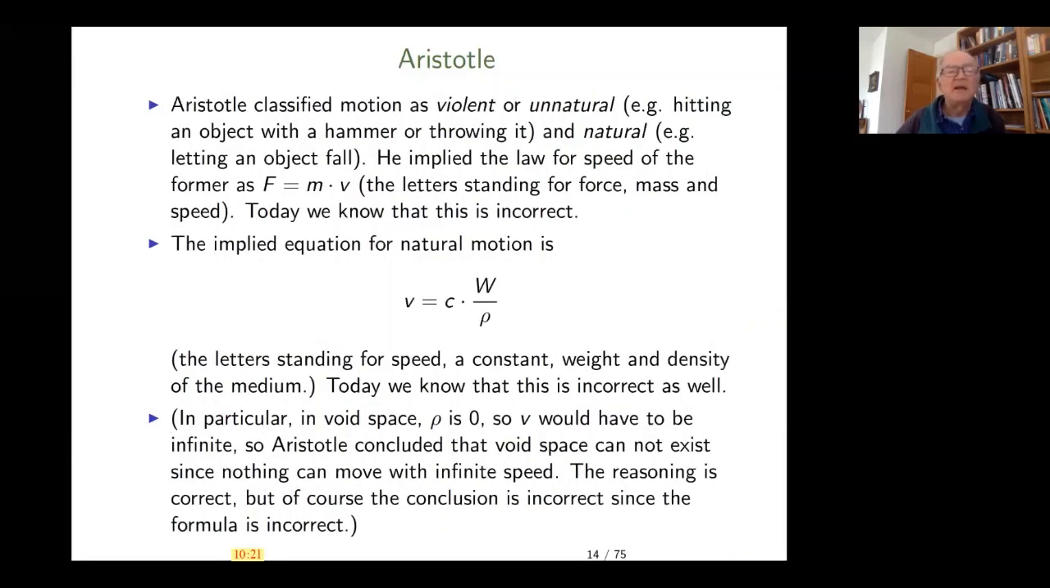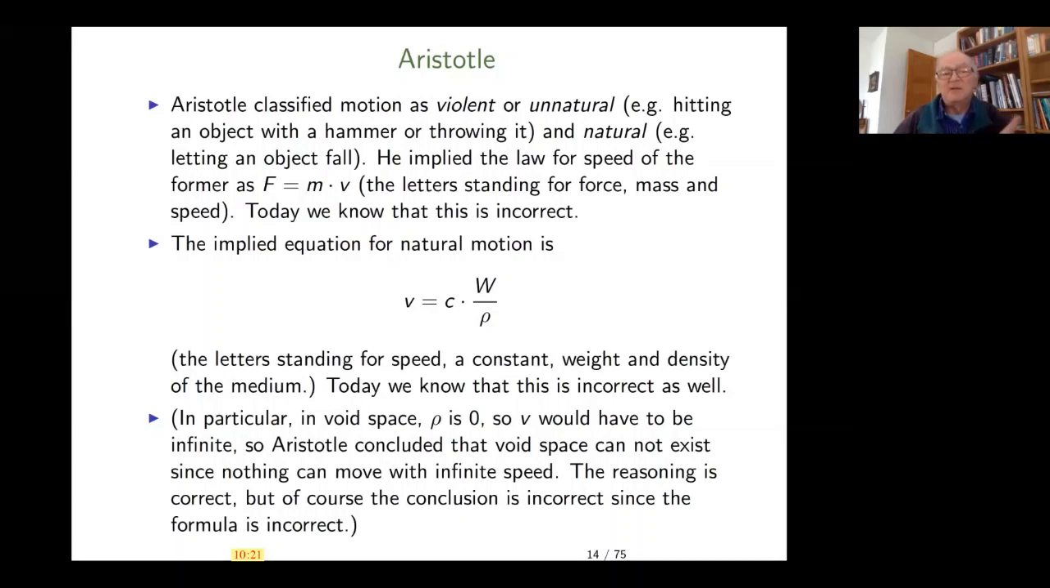Going back to Aristotle, he classified motion as violent or unnatural, like when you hit an object with a hammer or throw an object, and natural, when you just let an object fall. He considered that natural, and he considered there are different laws governing these two motions. The law of speed, he thought, was that force equals mass times velocity. So the velocity and the force depend on each other, and of course mass plays a role. If you hit something with a hammer, how fast it will start moving depends on its mass and on the force with which it was hit.